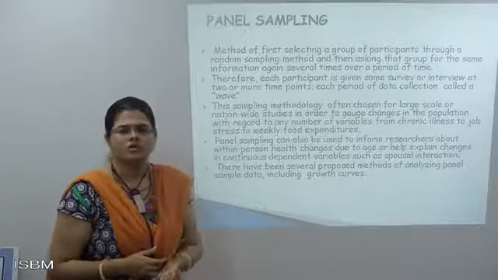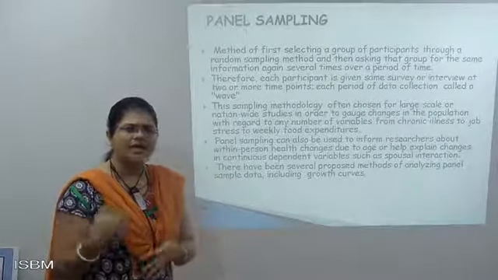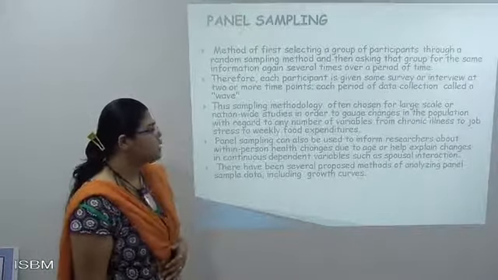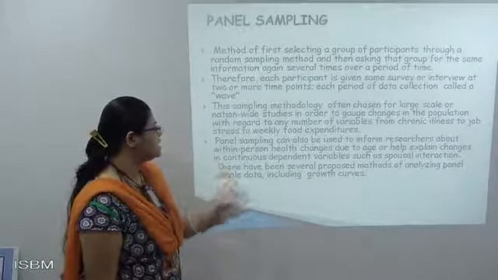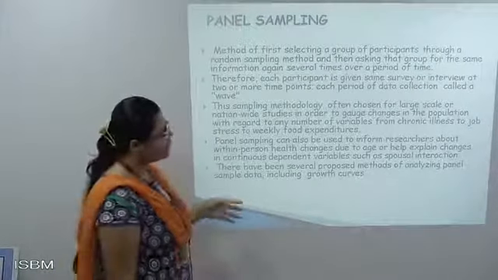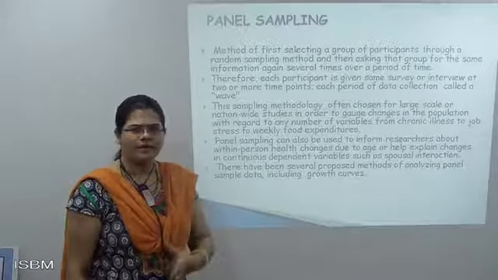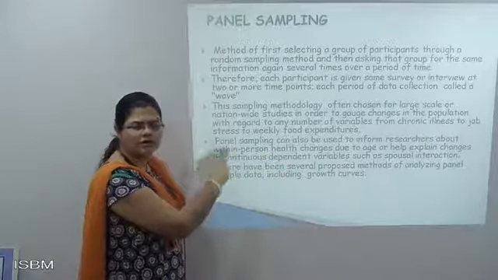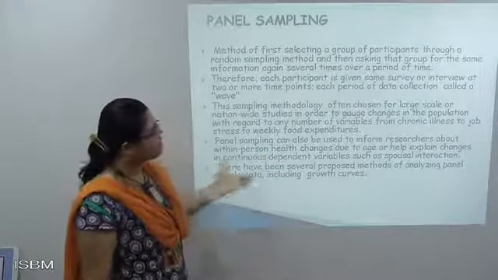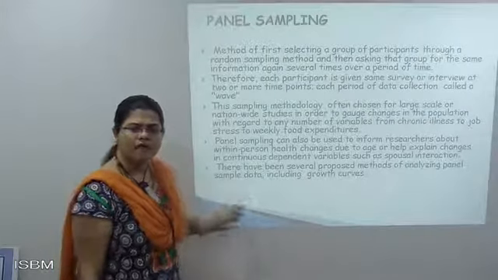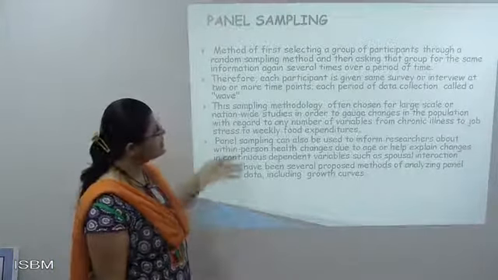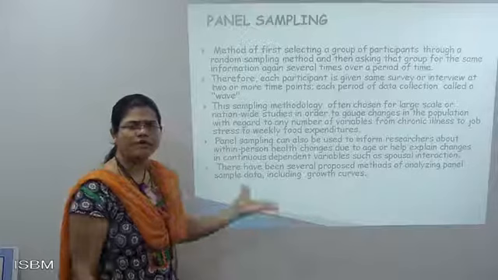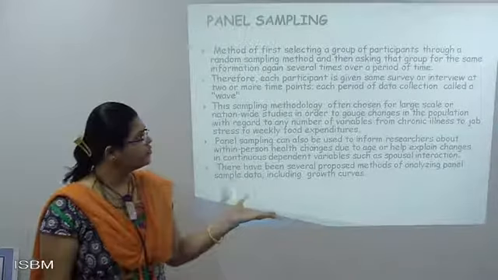So according to this, the researcher will do a study, get information relating to it, and finally make a note of it. There have been several proposed methods of analyzing panel sampling data, including growth curves. It is not only about getting sample data, but also about how the growth occurs. You can use a bar diagram or a graph. From the panels, the data will be relevant and can be used over a longer period of time to cover all sorts of information.